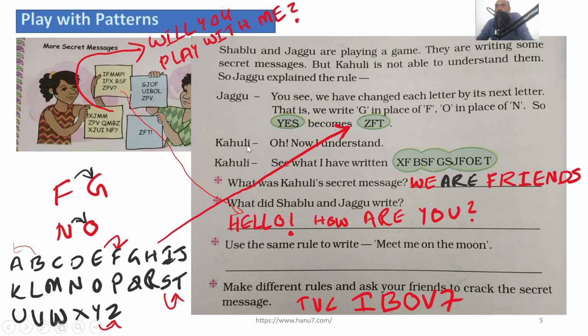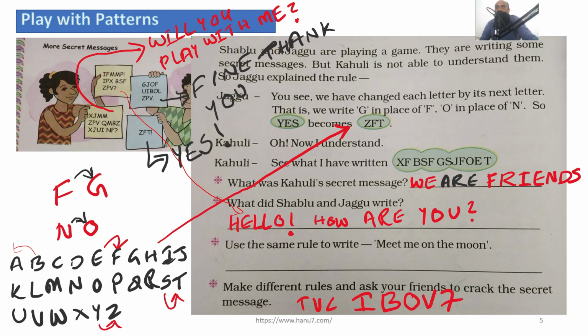I am asking, will you play with me? You can search for the patterns from this. Each character is written in such a way that the next one is taken. So, will you play with me? Next, the other boy is telling that, yeah, fine, thank you. For how are you, he is telling fine, thank you. And then ZFT is telling yes. ZFT means yes.